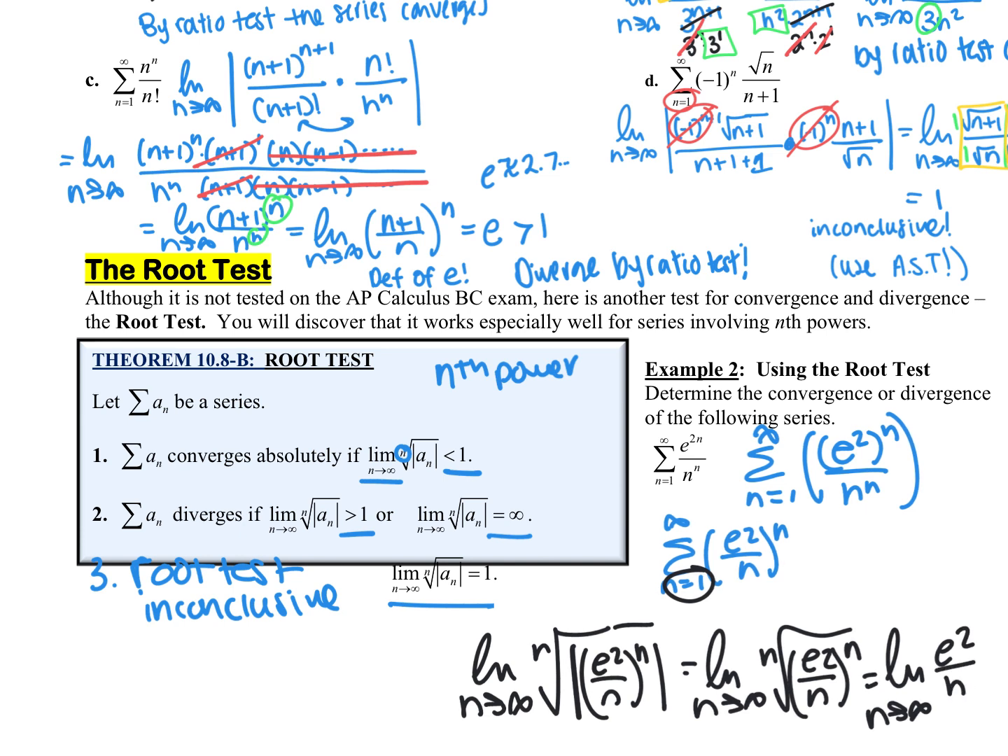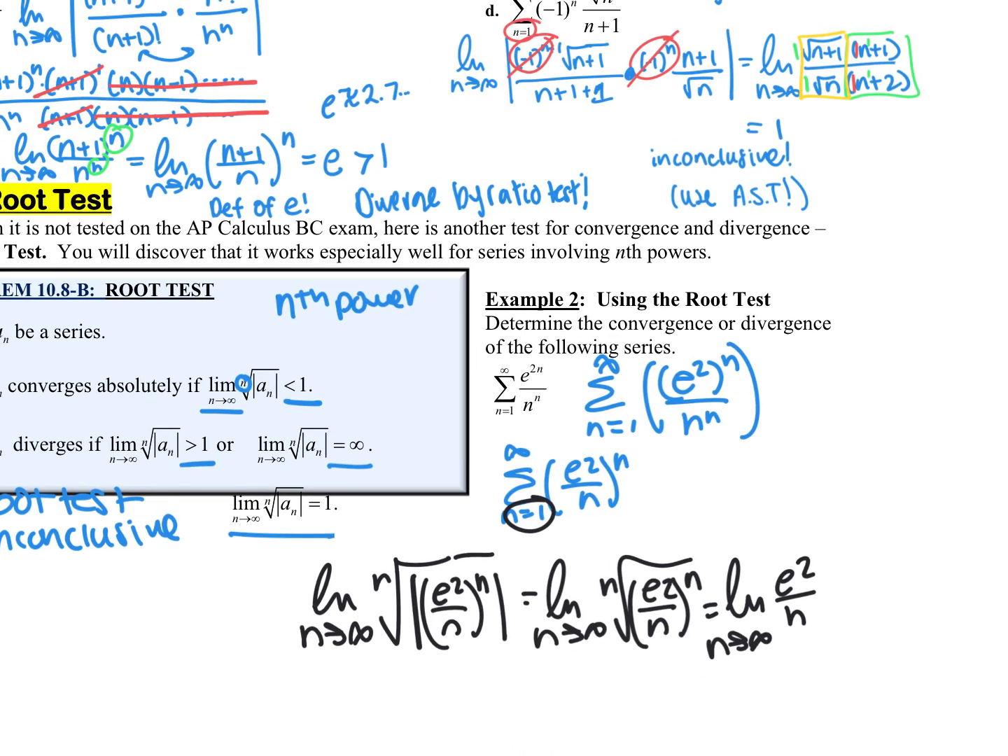and then the limit as n approaches infinity of e squared over n is just going to be 0 because the denominator is going to grow and the numerator will stay the same, which is less than 1. So we would say this series converges by the root test.